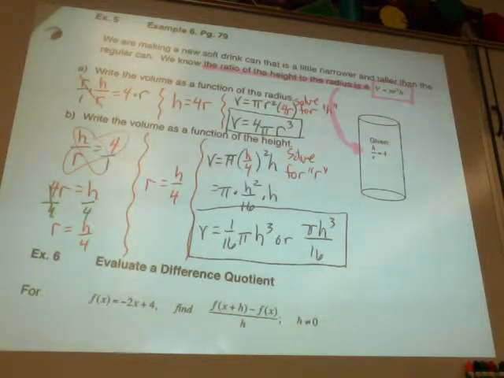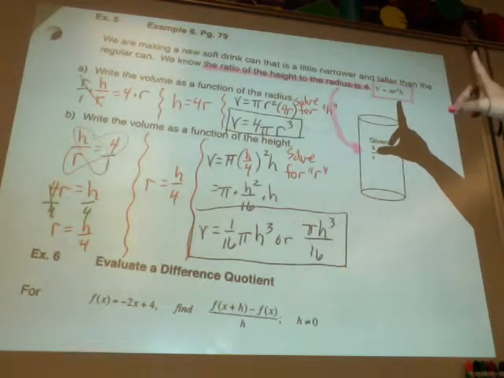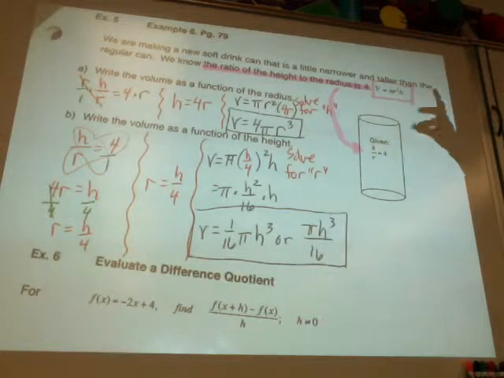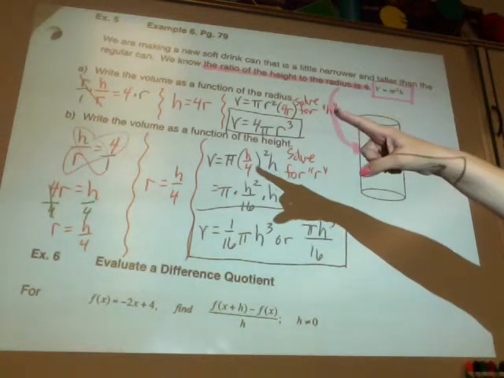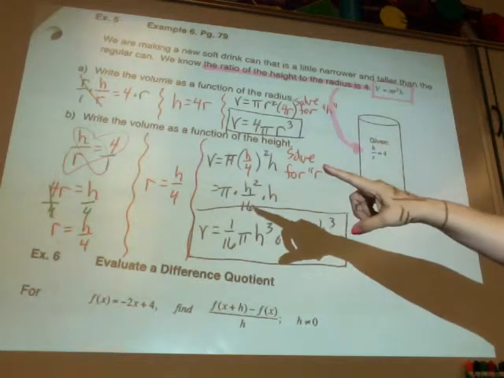So h is a little bit more difficult, only because you're dealing with a fraction. Your value for r should have turned out to be h over 4. So in the original formula, I'm replacing the r, which has to be squared. My r happens to be h over 4. When I square that, I end up with h squared over 16.